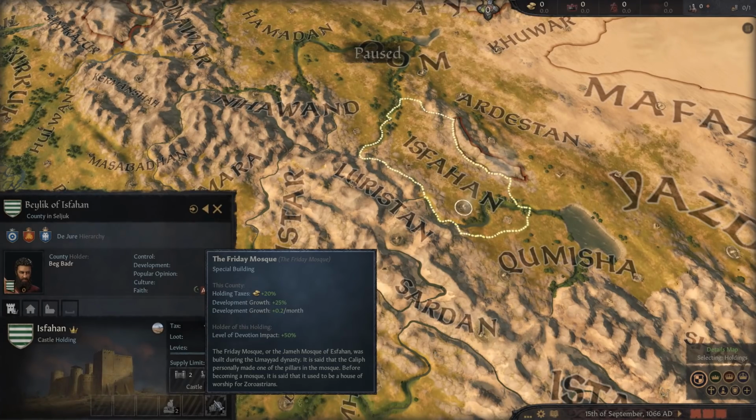Now, what does it give you? It gives you plus 20% in taxes countywide, development growth plus 25%, development growth of 0.2 per month as well, and level of devotion impact of plus 50%.